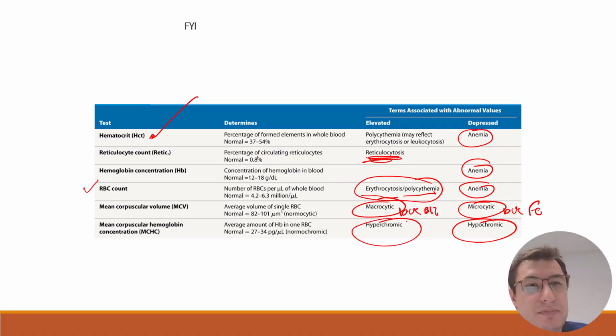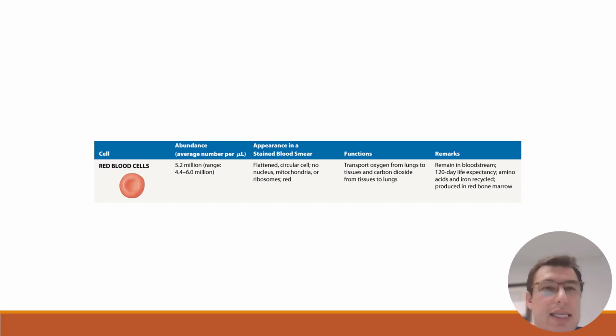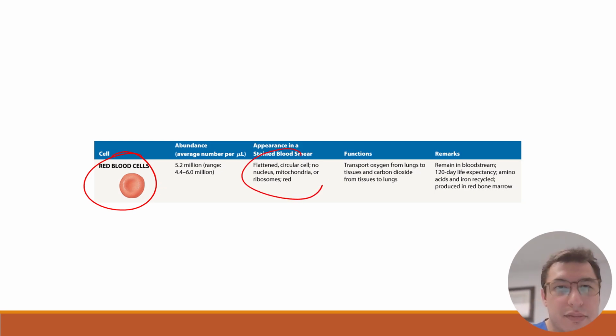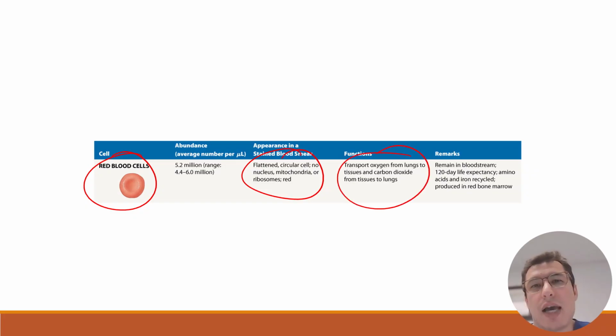And then lastly, just remember that red blood cells are circular, biconcave shapes. They're very flexible. They don't have organelles. They are used to transport oxygen and carbon dioxide to and from the lungs, and they remain in the bloodstream for about 120 days.